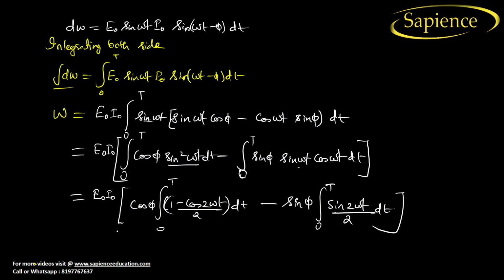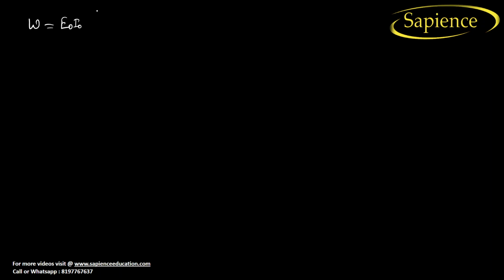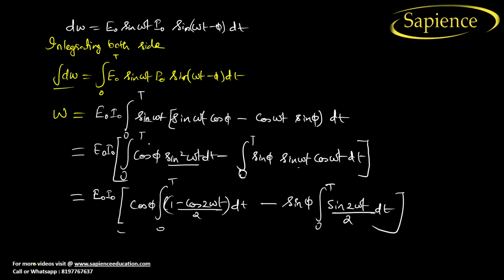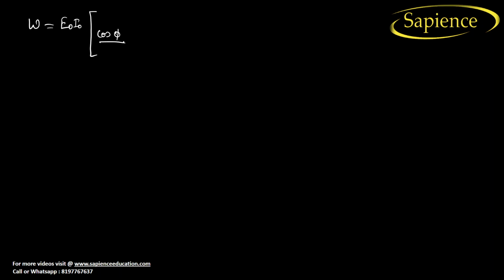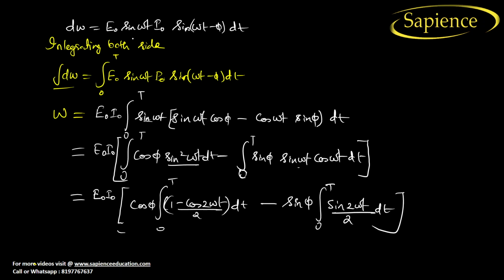After that, bracket cos phi. First of all, take a big bracket. Then again you need to find cos phi. After that, 0 to one time period T. So cos phi by 2, can we take out 2 as a common? So here cos phi by 2 we can take as a common because it is a constant. After that, 1 minus cos 2 omega t.